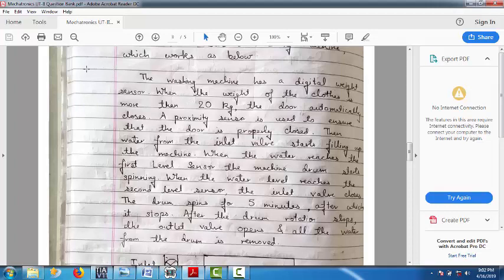So this is a washing machine. This is not an actual washing machine working. This is just a sample to understand how PLC programming works. In this question, it is given that the washing machine has a digital weight sensor. When the weight of the clothes is more than 20 kg, the door automatically closes. A proximity sensor... I won't read the question. You can read it afterwards.